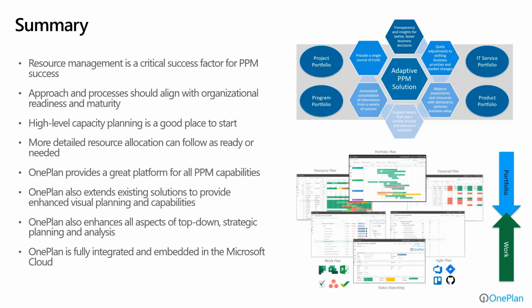So in summary today, resource management really is a critical success factor for overall PPM success. And our approaches and processes should align with our organizational readiness and maturity. Let's be honest with ourselves about where we're at and put a plan in place to do that. High-level capacity planning, like we showed here today, is a really good place to start because it's probably the most achievable early on. And then more detailed resource allocation can follow as you're ready for it or if it's needed by your organization.